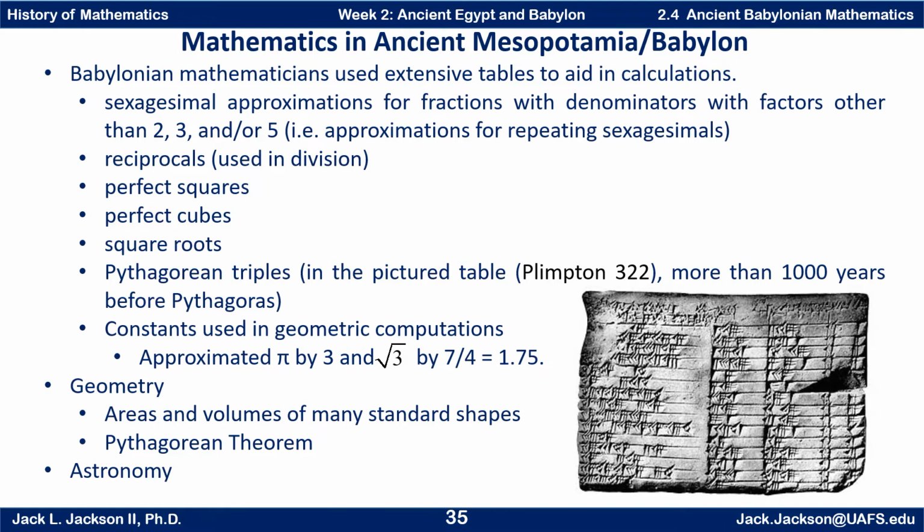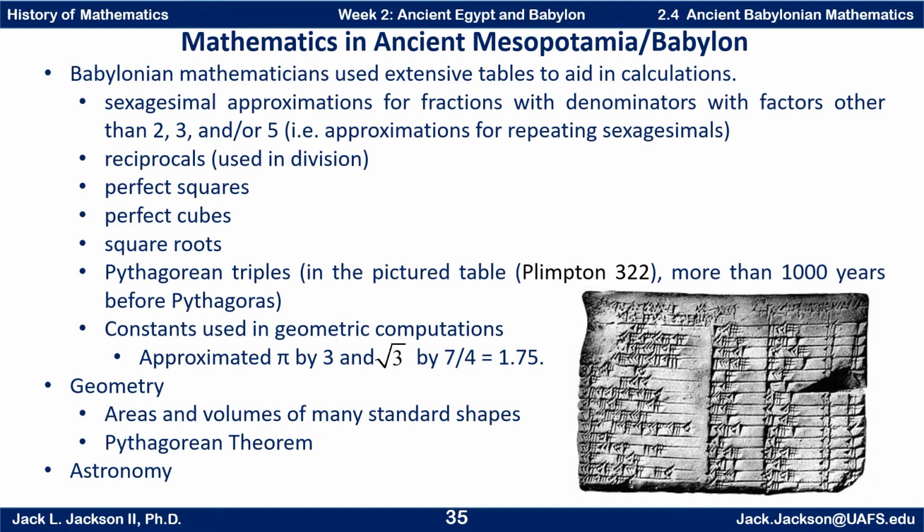They had big tables for reciprocals, and the way they did division is they thought of division as multiplying by the reciprocal. And so by having these tables for reciprocals and multiplying by the reciprocal, they were able to basically do division as multiplication. They had tables for perfect squares, perfect cubes. They had tables approximating square roots. They had tables for Pythagorean triples, so they clearly understood the Pythagorean theorem.